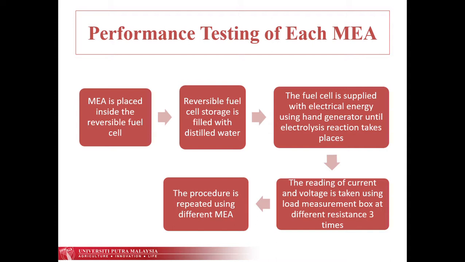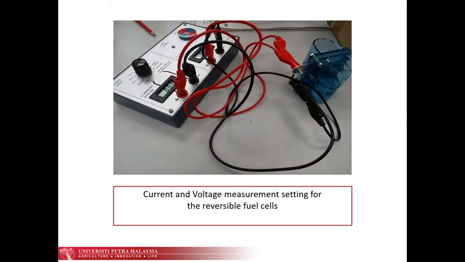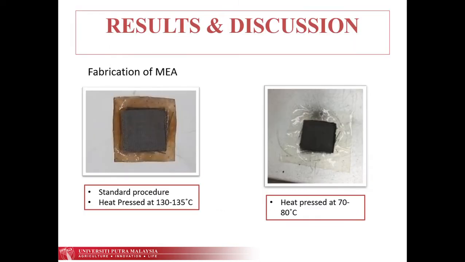The procedure is then repeated using different types of MEA. The first MEA is the iridium ruthenium oxide and platinum carbon catalyst MEA. The second one is a commercialized platinum carbon catalyst MEA, and the last one is the fabricated platinum carbon catalyst MEA. This is the setup of the current and voltage measurement for the reversible fuel cell. As you can see, it uses a load measurement box to measure the current and voltage.